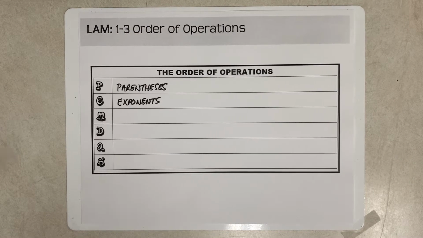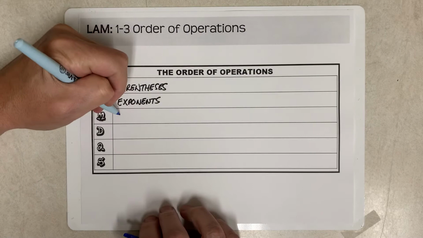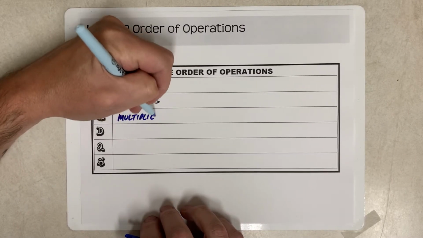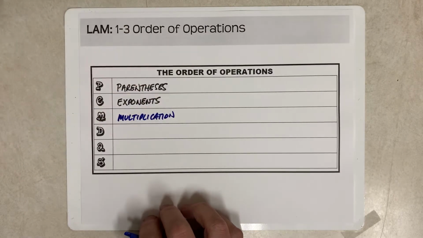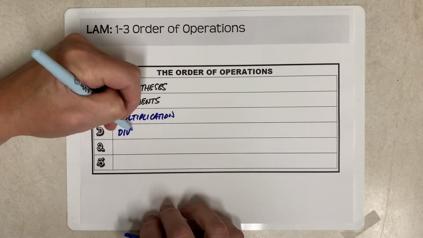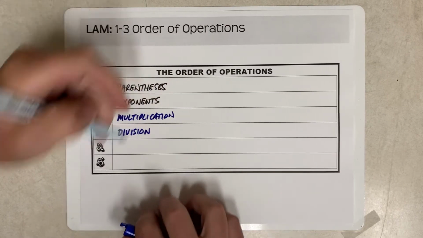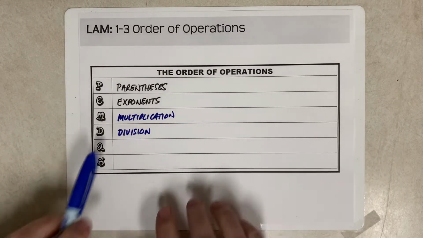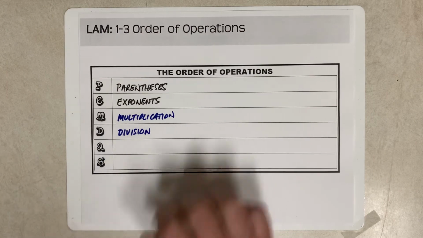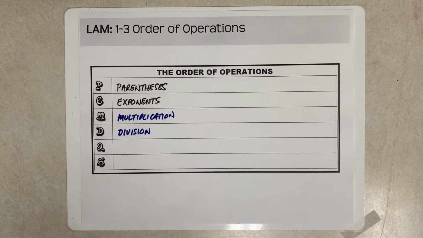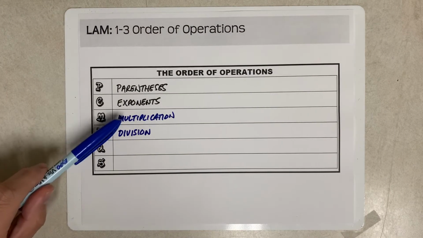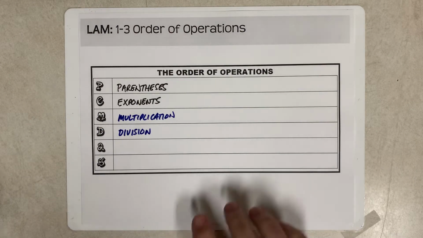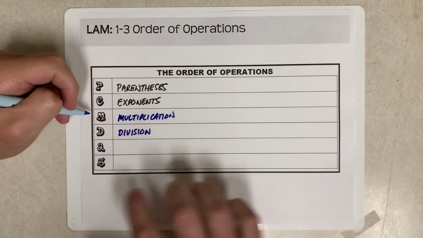Then you have M, multiplication, and D is division. And that's going in your expression from left to right. So whichever one you come to first, you do that. And why is that? So why is multiplication really the same thing as division? And here's the reason why. So these two I kind of have to group together like this.